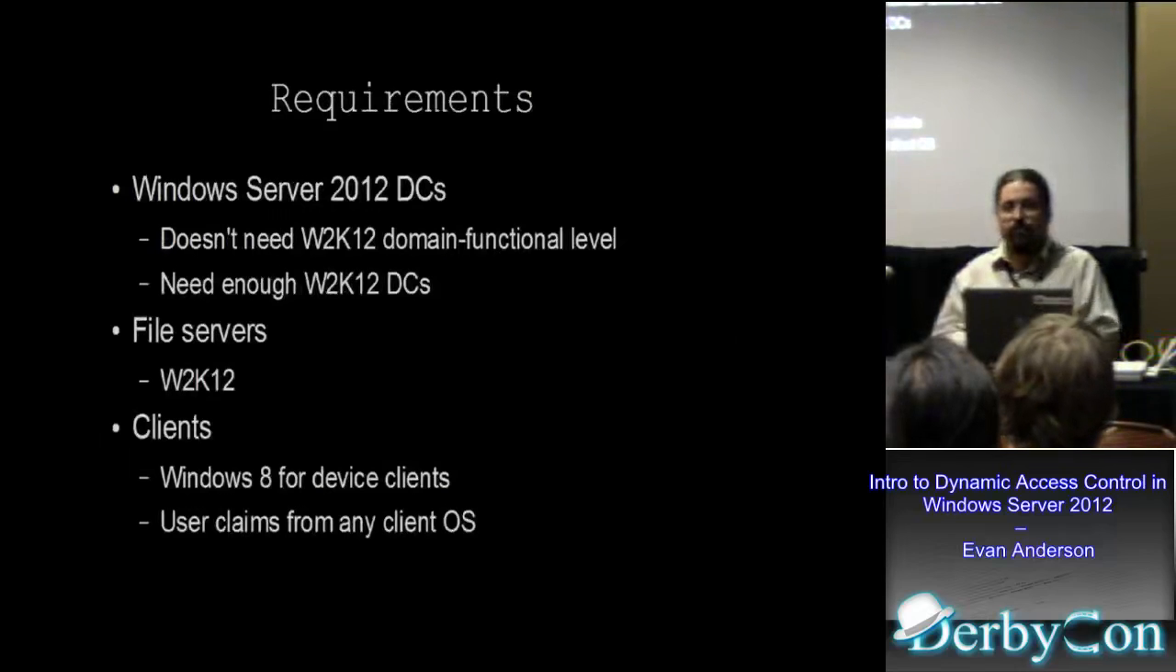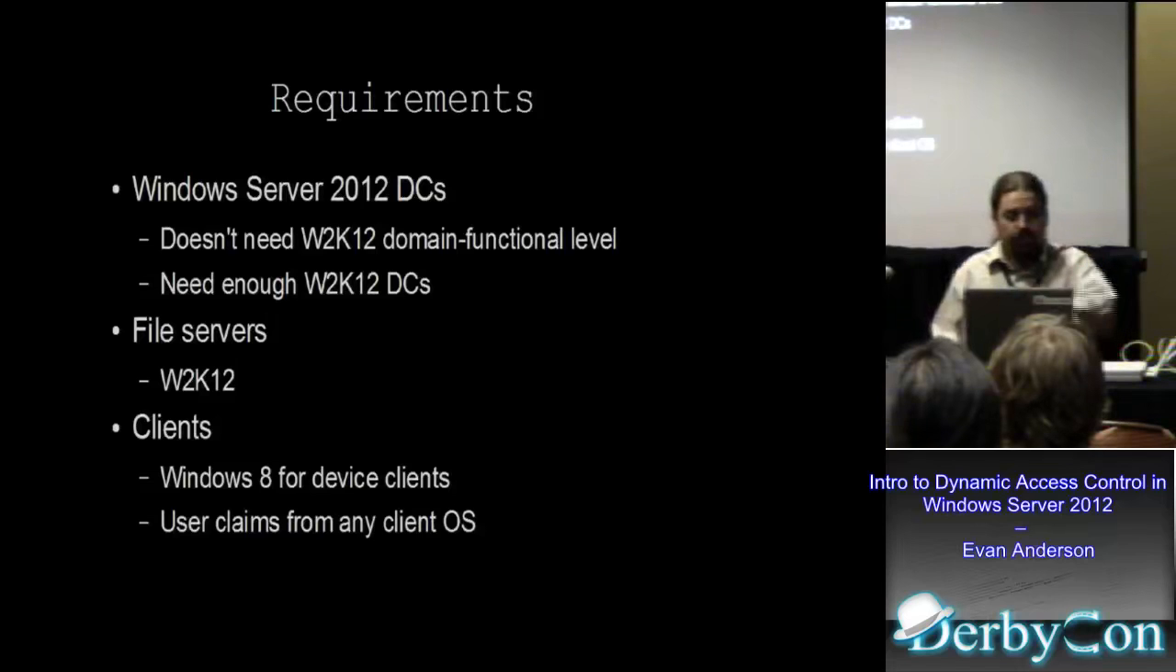You need Server 2012 DCs. You need at least one because only a Server 2012 DC can supply a client with the claims. You need a number of them sufficient to handle the load of your clients jumping on it. I couldn't really find good published numbers from Microsoft about what the ratio of clients needed to be. The file servers need to be Windows Server 2012. If they're not Server 2012, they don't understand claims, they won't do anything with it.